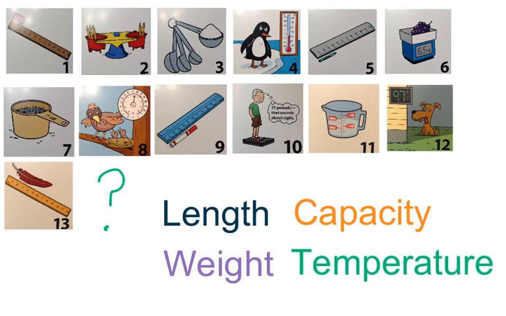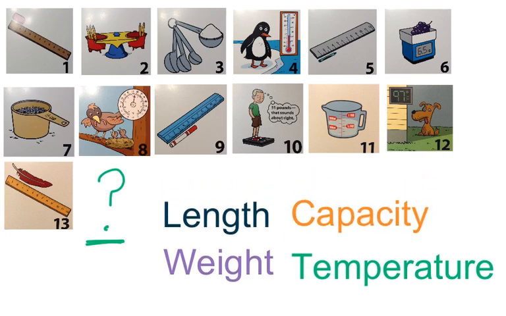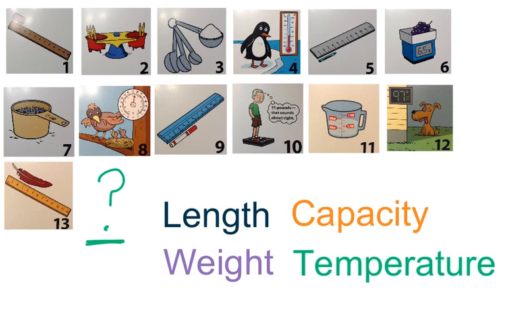Look at our other calendar pieces that we've had so far this month. I'm not going to review them with you. I want you to do this on your own. See if you can figure out the pattern to guess what today's piece is going to be. Go ahead and write down your prediction. Length, weight, capacity, or temperature. Let's see if you were correct.